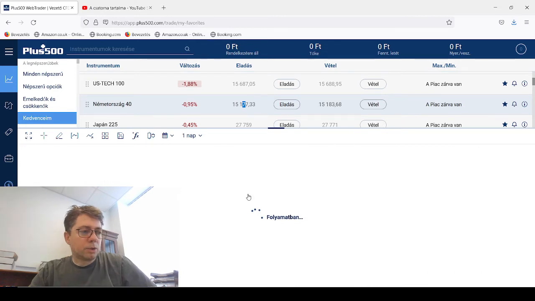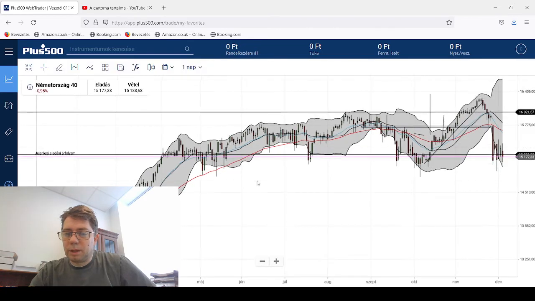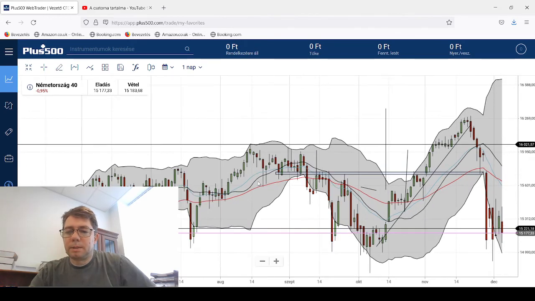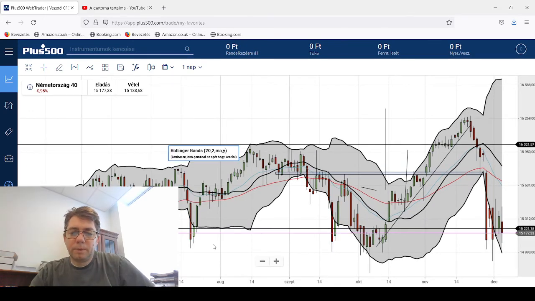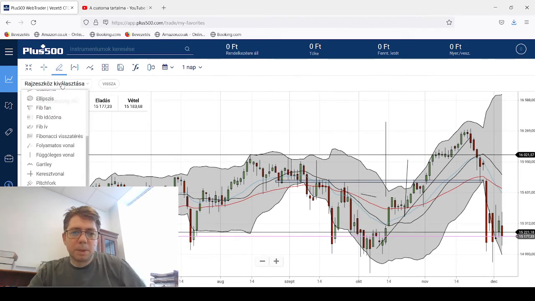Let's go over to Germany. That's the German index. On the daily chart, we are below the 50-day EMA, not a good sign. But here we have an area of support. Maybe I should draw it. And we are not willing to break down below this area.